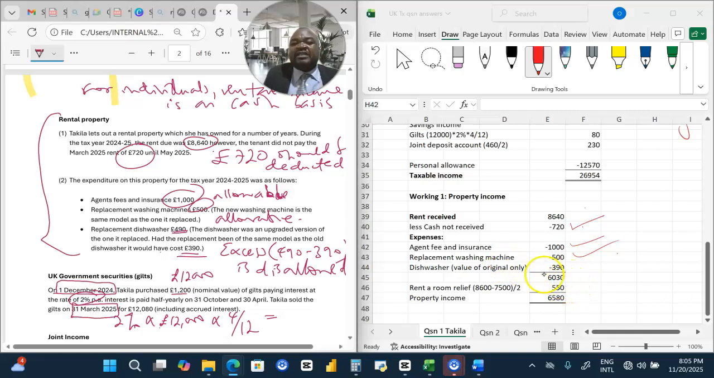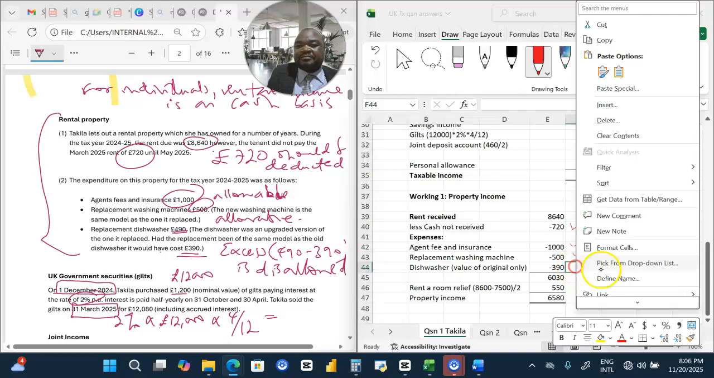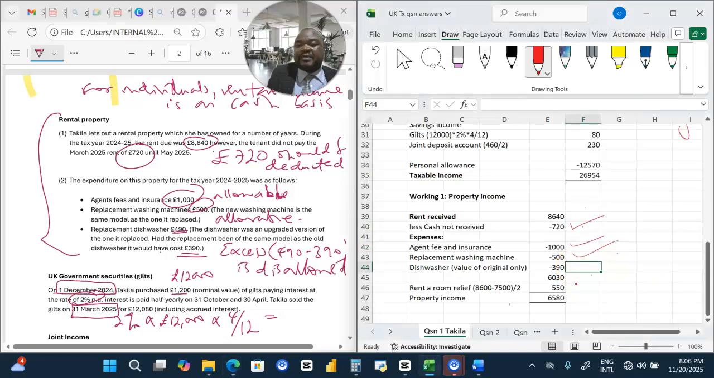However, the dishwasher, the replacement was 490, which was an upgrade from the old version, which was costing 390. So we are saying only 390 is allowable. The remainder is not. The excess is not an allowable expense. So in this case, you just have to write the allowable portion of 390.